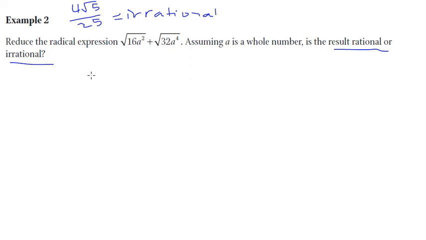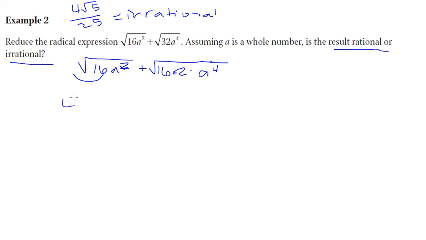32, we're going to have to think about how that breaks down. So this is going to just be 16a squared under there plus. Well, if I'm thinking about perfect squares in 32, I got 16 times 2, and then I'm still multiplying by a to the fourth power there. Okay, so I pull that out, and the square root of 16 is 4.